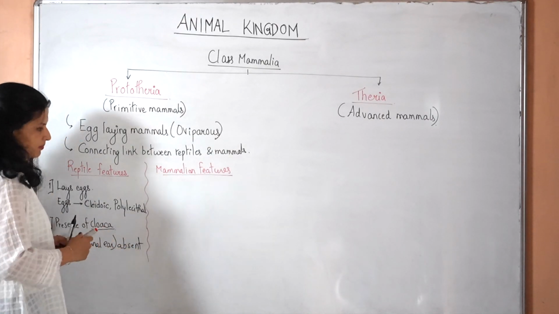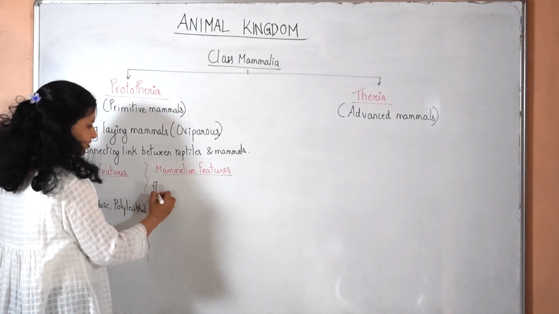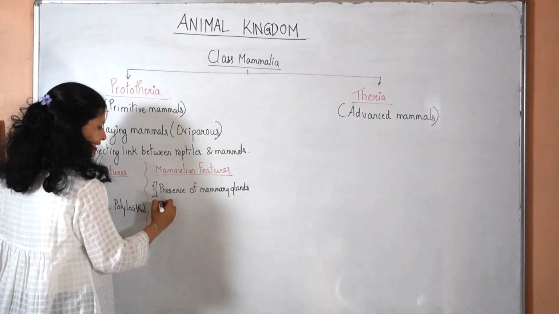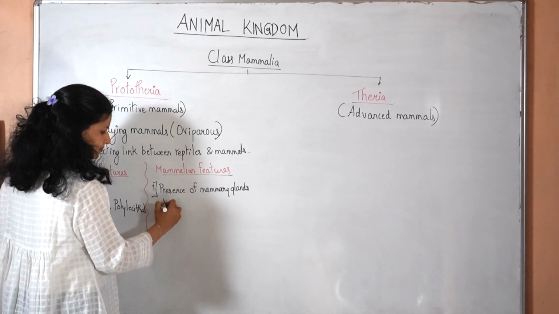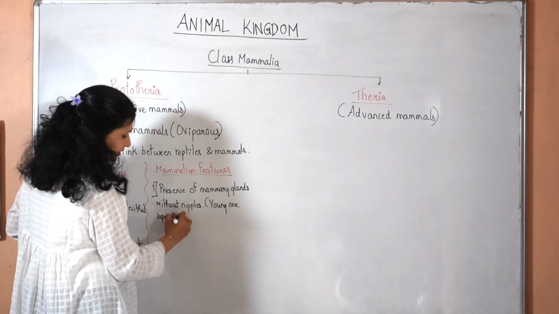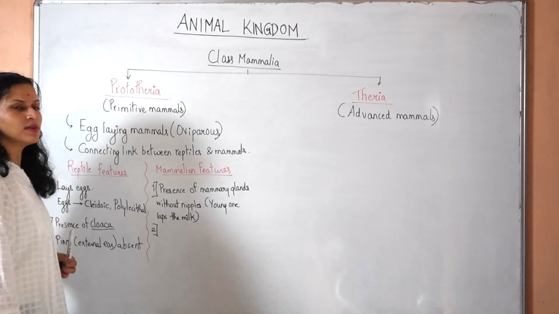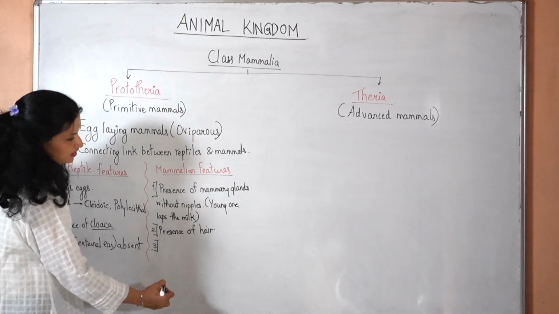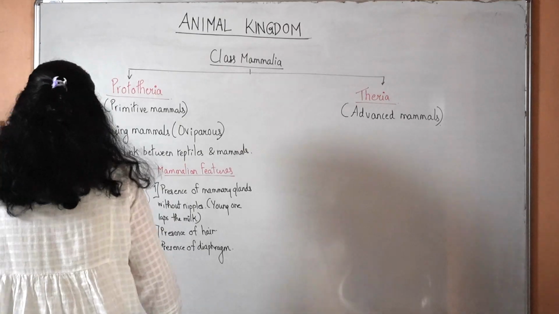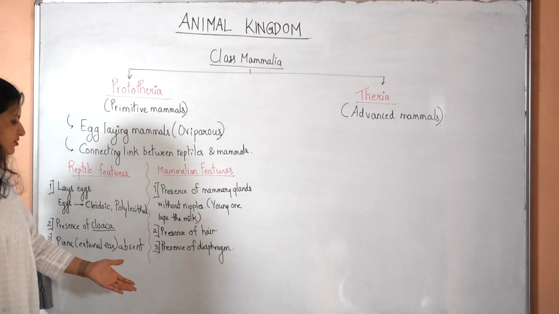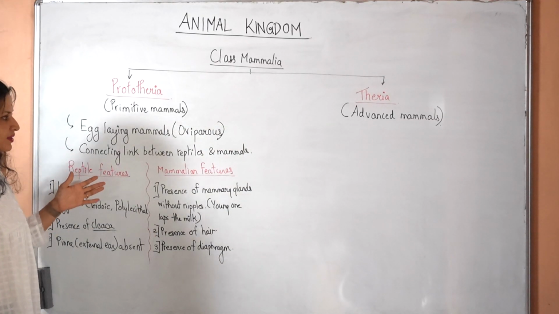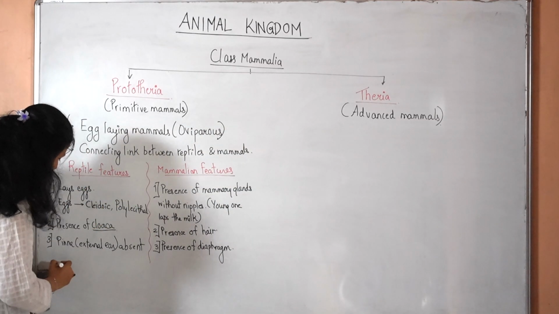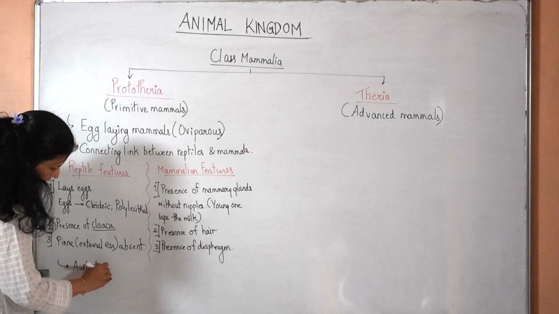Now let's list the mammalian features. First one, presence of mammary glands, but the mammary glands are without nipples. The young one laps the milk that oozes out. The second mammalian feature is presence of hair on the body, and the third feature is presence of a diaphragm. So these are the reptile features and these are the mammalian features, and that's why it's a connecting link between the reptiles and mammals. Mainly they are distributed in Australia and Tasmania.